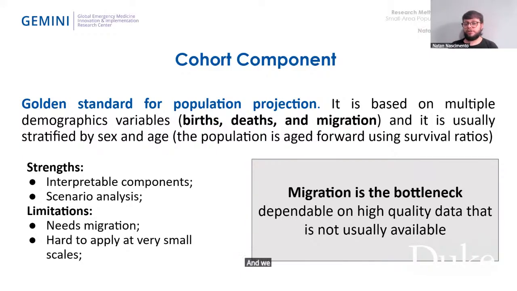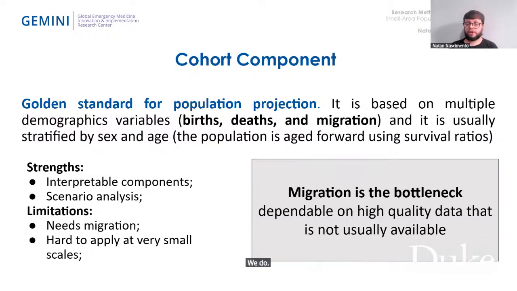And we need migration, and we don't have it. So it became very hard to apply at very small scales, because we need high quality data and we don't have it. If one municipality is able to have this data, then it might get a population projection that is more accurate. But most municipalities rely on the statistical bureau, and those bureaus usually don't do those kind of analysis. It means that we don't have any practical form to do that.